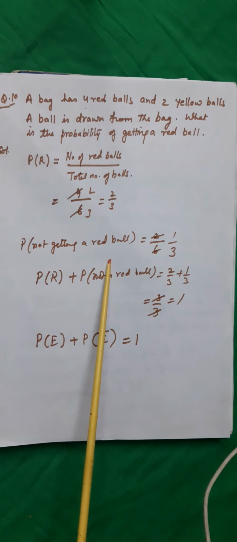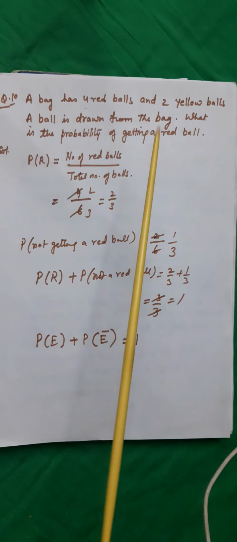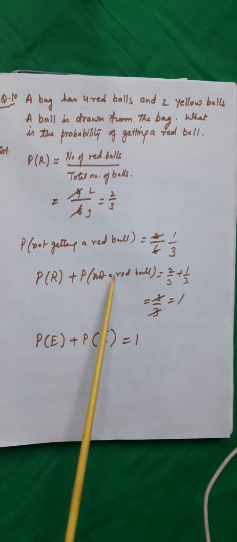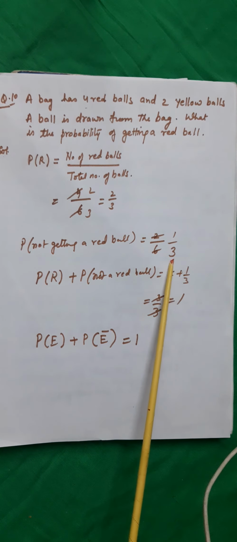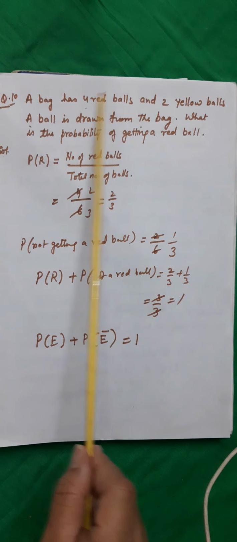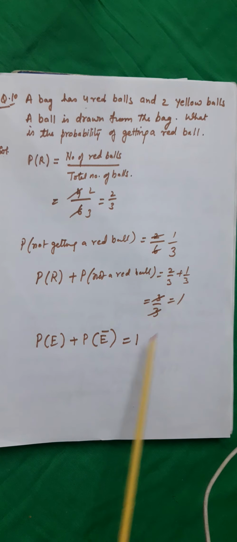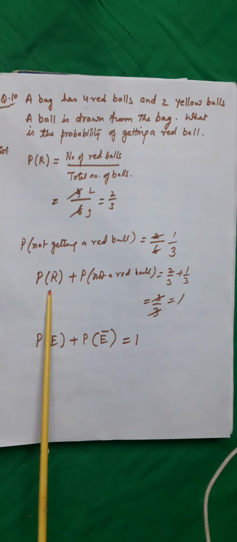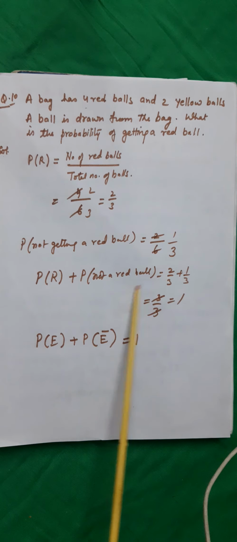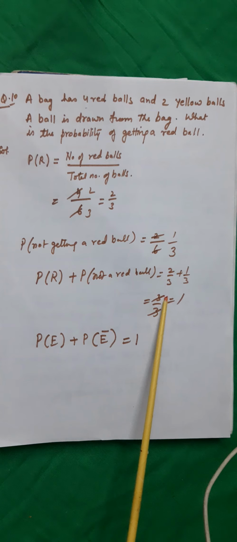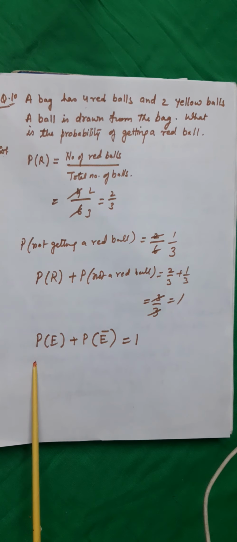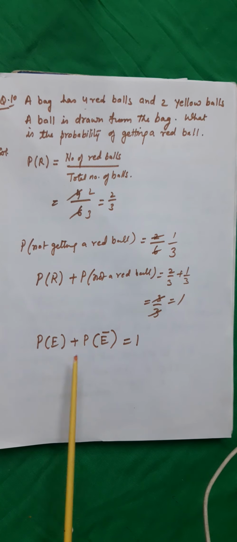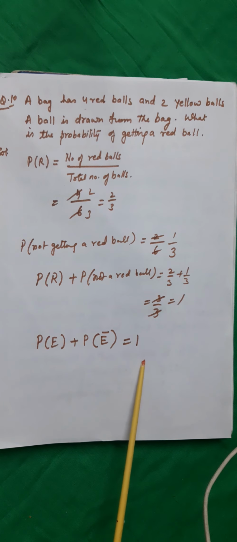Probability of not getting a red ball. Not getting a red ball means we are getting a yellow ball. So that will be 2 upon 6, which is equal to 1 upon 3. Notice this thing, that probabilities in both the cases, when you are adding, you get answer 1. Probability of getting a red ball plus probability of not getting a red ball is equal to 2 upon 3 plus 1 upon 3, which is equal to 3 upon 3, which is equal to 1. Hence, we can say probability of an event plus probability of not an event is equal to 1.